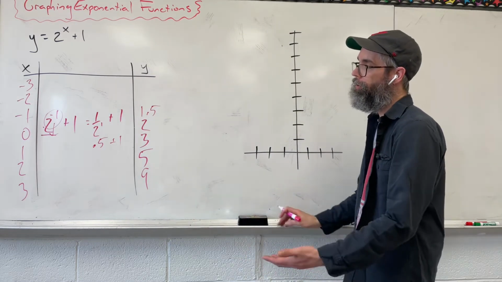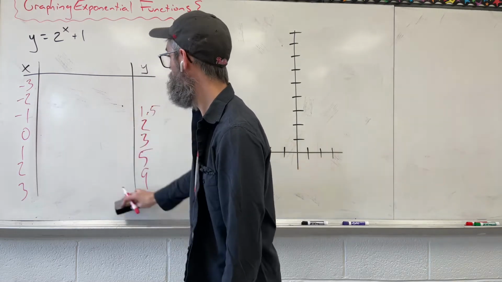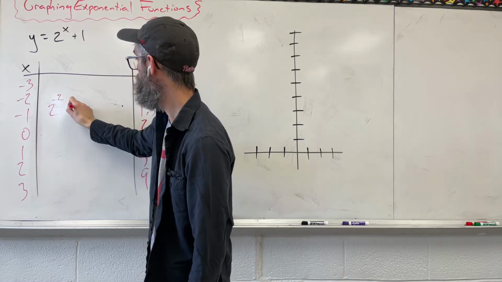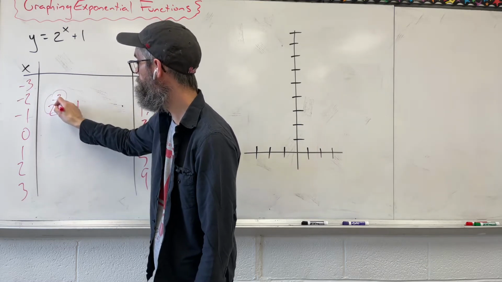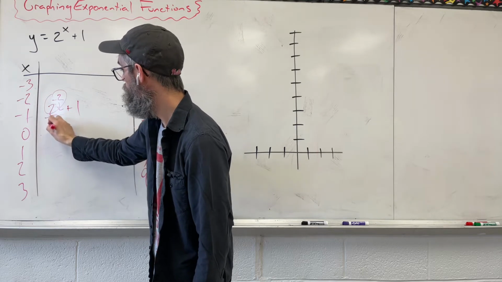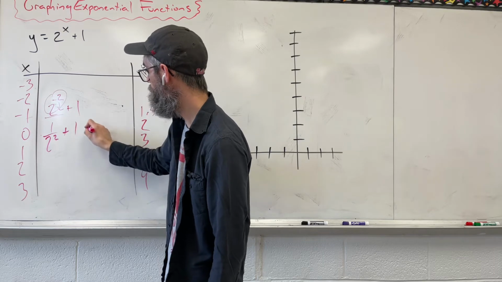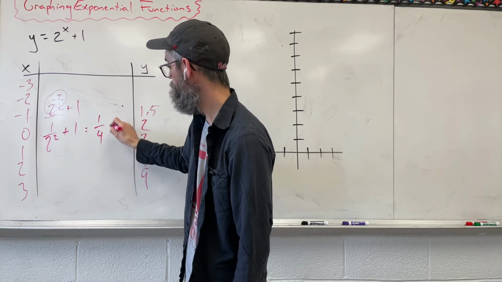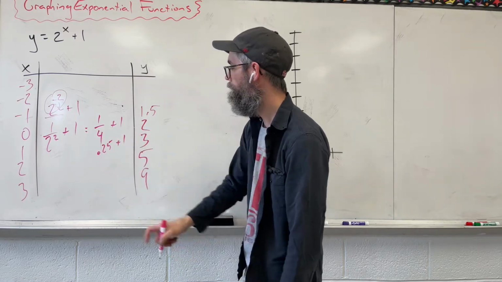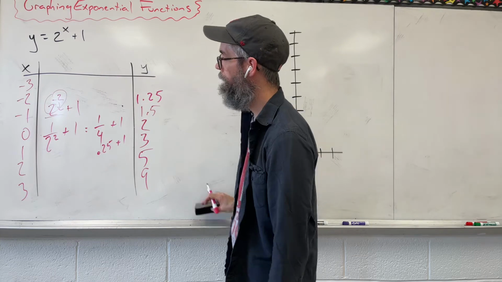All right, let's do this again with the -2. We're going to say 2 to the -2 power plus 1. I want to move this to the bottom of the fraction, which is going to give us 1 over 2 squared plus 1, which is 1 over 4 plus 1, which is 0.25 plus 1. So 1 plus 0.25, 1.25.